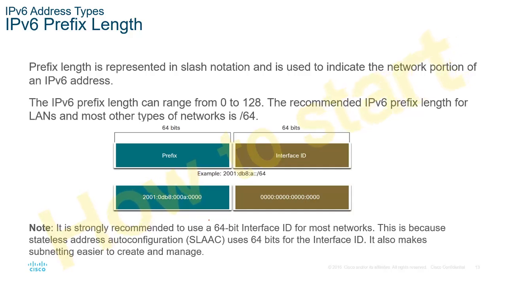It is strongly recommended that we use 64-bit interface IDs for most networks. This is basically done because SLAAC, stateless address auto configuration, will use 64 bits for the interface ID. Makes it a little easier. Also, it splits the addressing in half. So the first 64 bits will be given to the network portion.